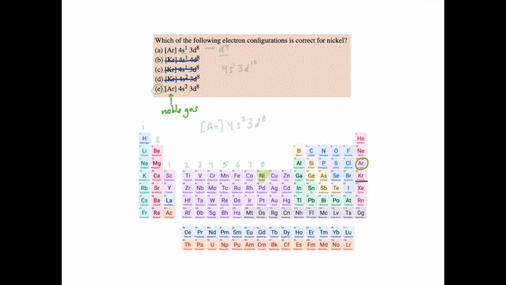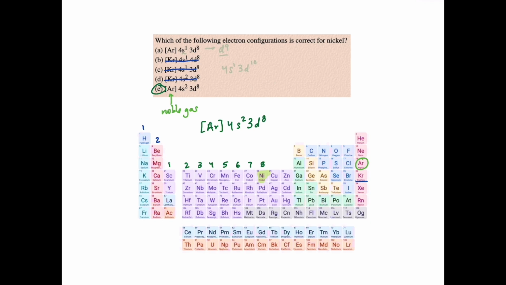And next, let's identify how many electrons we have in our valence shell. So we should have 2 s electrons, and 1, 2, 3, 4, 5, 6, 7, 8 d electrons. So we should be looking at argon 4s2, 3d8. So our final answer should be E.